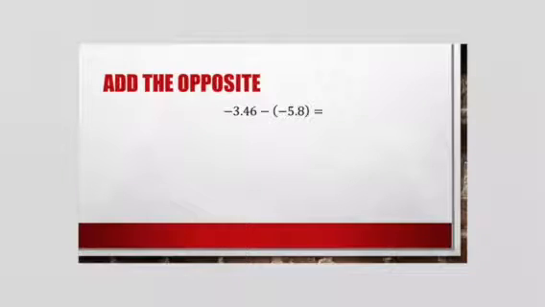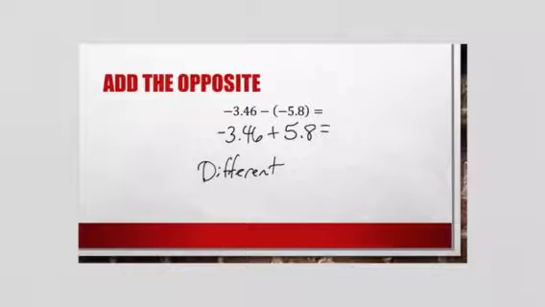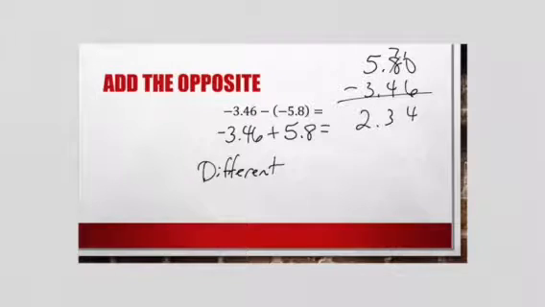Oh, I love decimals. They're so much easier to work. So on this one, we're going to add the opposite, which means we'll add a positive 5.8. Now these signs are different, so when the signs are different, we subtract. So it's going to be 5.8 minus 3.46, and we'll have to borrow. Now, is the answer positive or negative? Well, there's more positives than there are negatives, so the answer is positive.